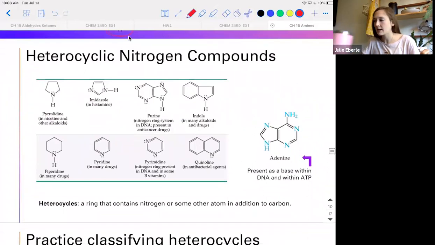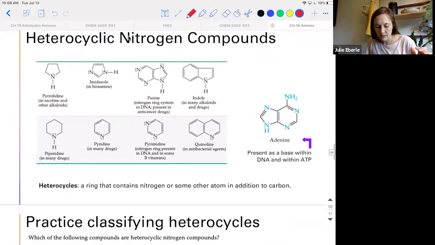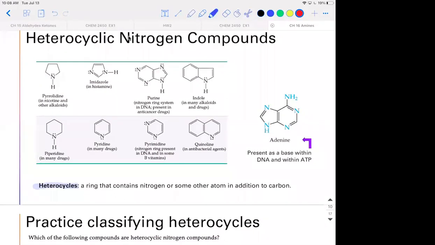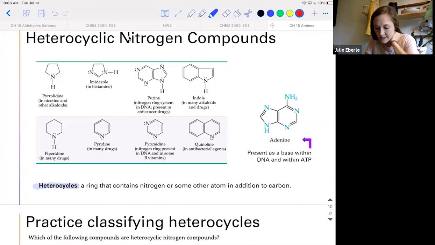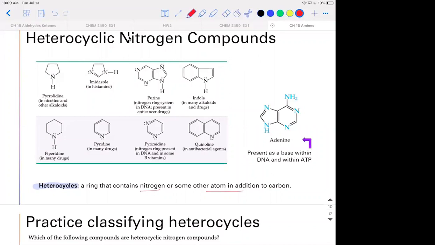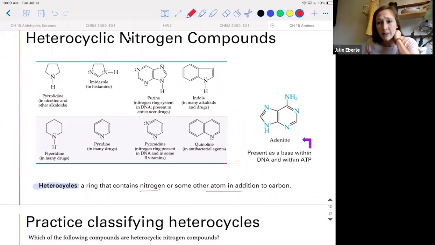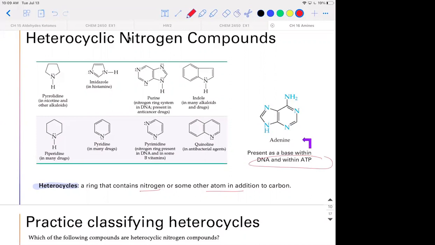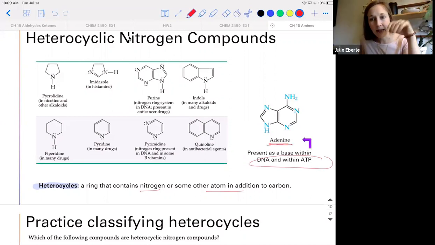Okay, heterocyclic nitrogen compound. This slide is going to be kind of quick. I just wanted to show you nitrogen can be a part of a ring itself. And we have to acknowledge that now the ring is not just carbon and hydrogen anymore, that there is some kind of different atom involved. So we have a specific name for them: heterocycles. Hetero meaning there's some kind of different atom here. So it's a ring that contains a nitrogen or some other atom. It could be oxygen in addition to the carbon. This is really important for a lot of biological molecules. DNA and ATP both have this molecule here known as adenine.